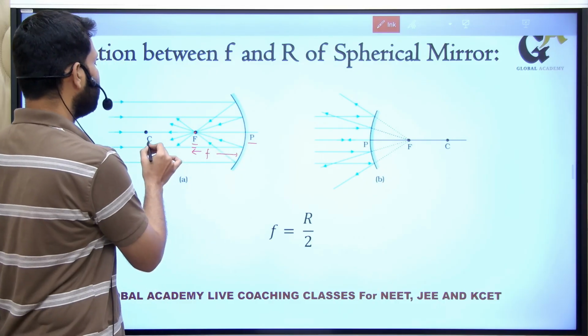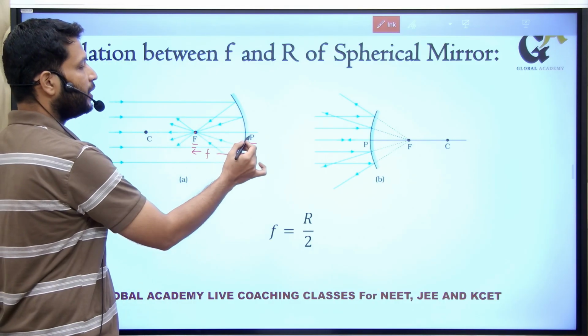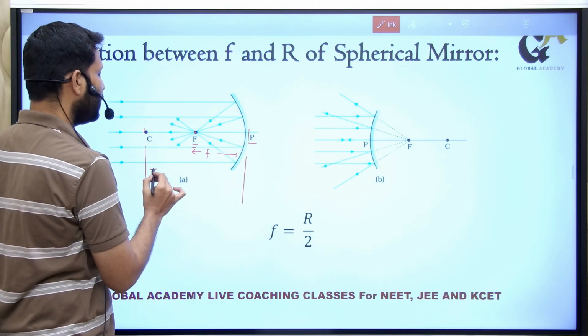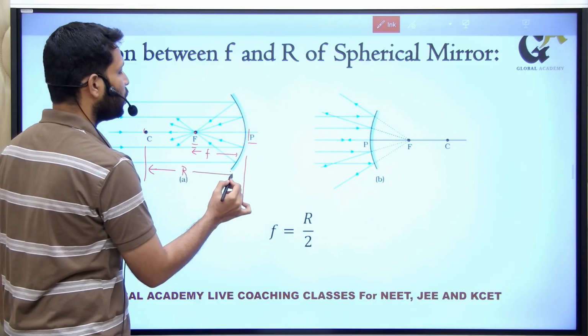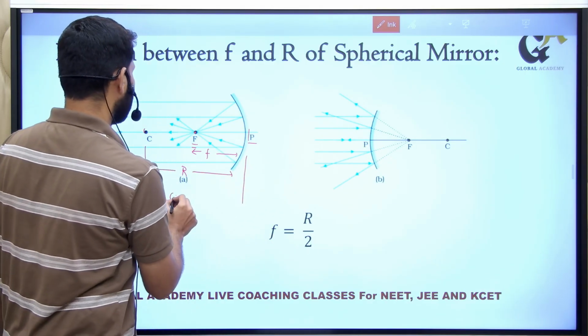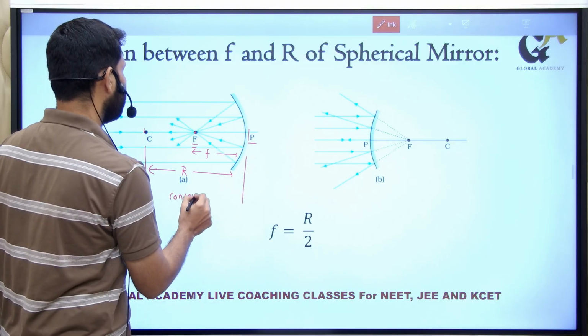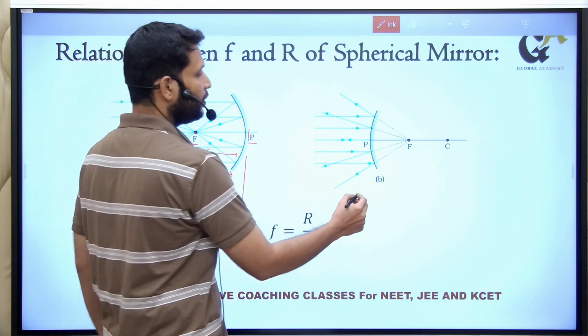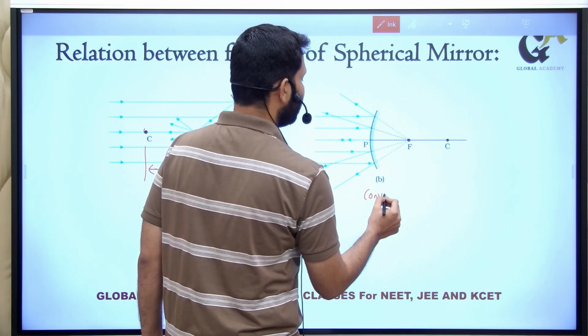Similarly, the distance from the center of curvature to the pole is considered as radius of curvature. So this is the concave mirror and this is the convex mirror.